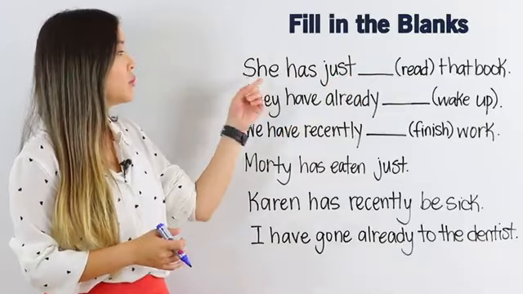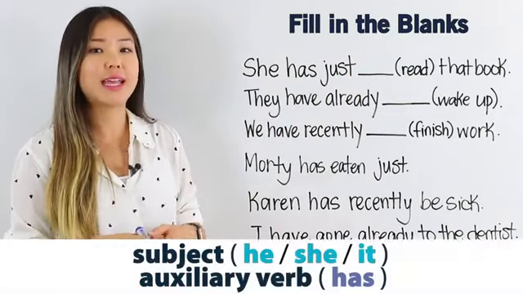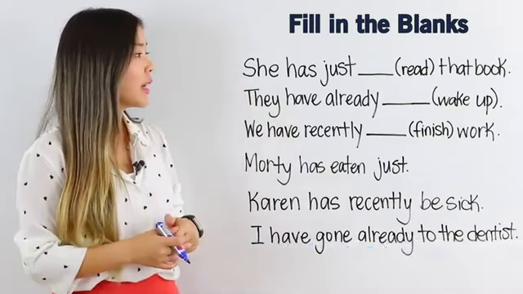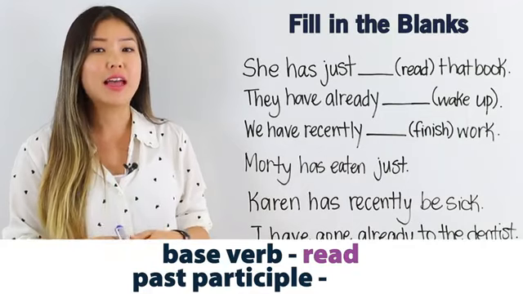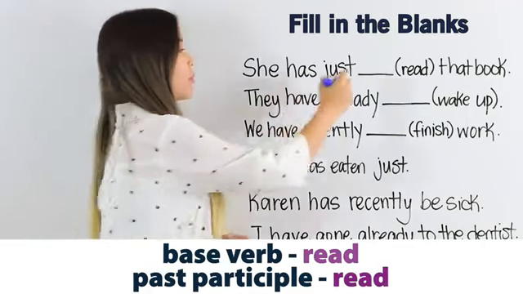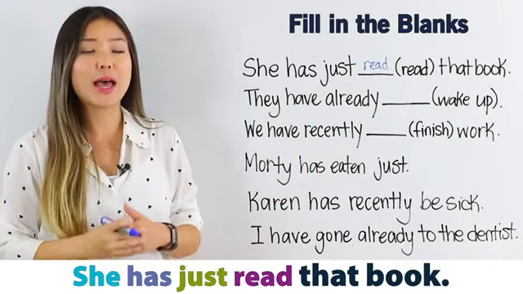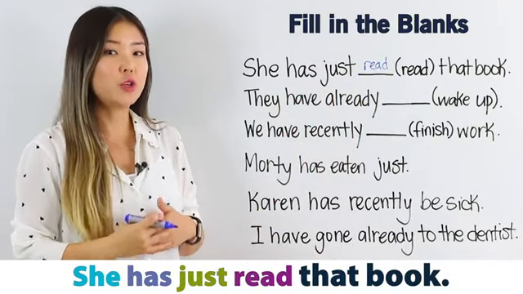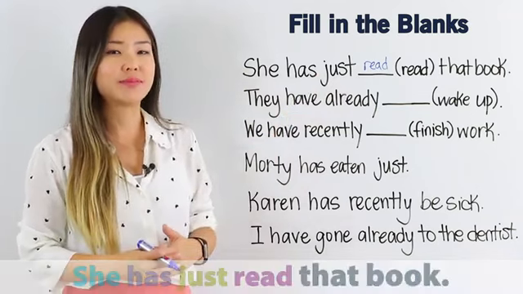Remember, we take the subject she, and for he, she, and it, we say has. So that's correct. Now we need the past participle of read, and that is read. She has just read that book. You'll notice I use the word just right before the past participle.